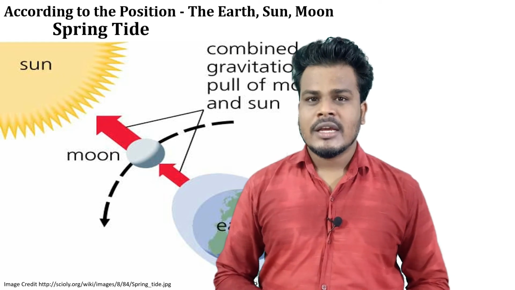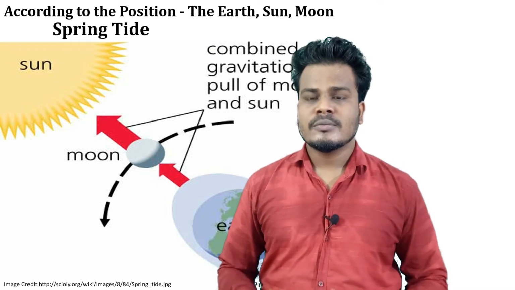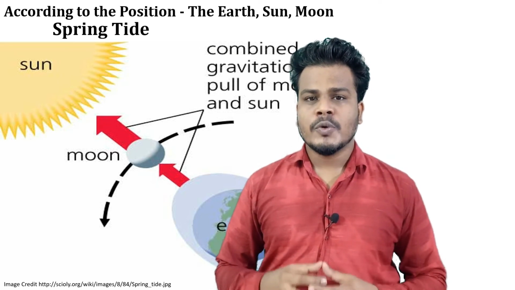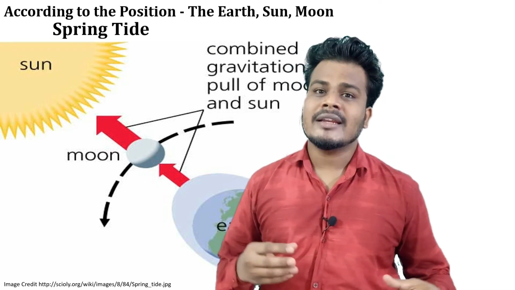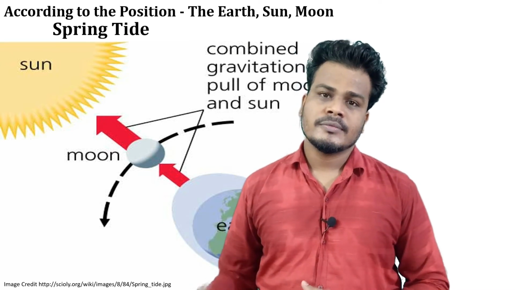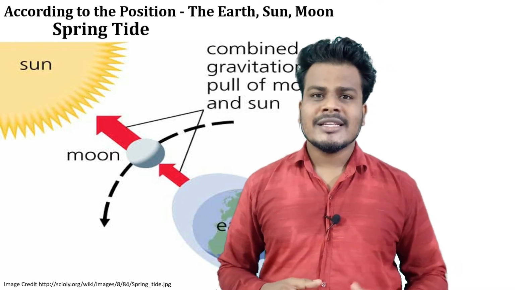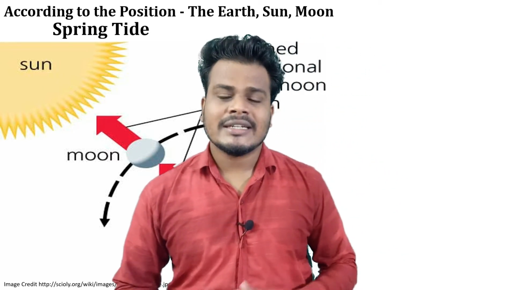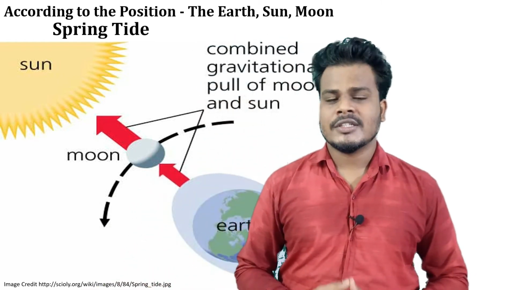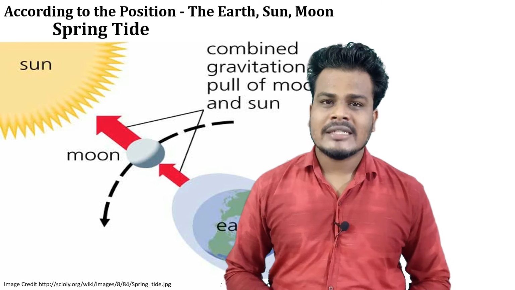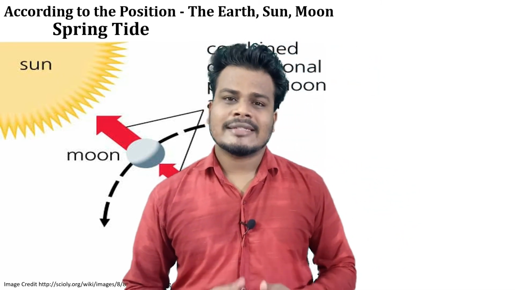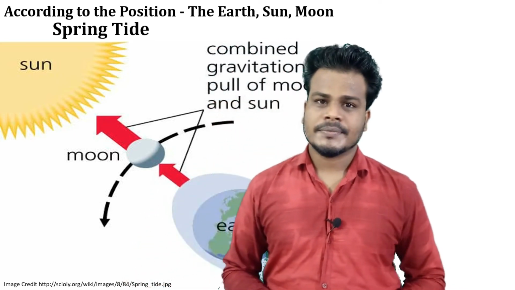In this position, as I said, the sun, moon and the earth are in a straight line, so the gravitational pull of the moon and the sun are in a straight line. So there is a double effect on the earth. This tide is also known as king tide because this is the highest tide that will be observed on the earth's surface. This type of tide is found twice in a month, once on the new moon day and second on the full moon day.